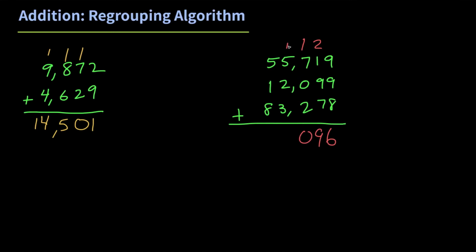So we're going to add the thousands column. 1 plus 5 is 6, plus 2 is 8, plus 3 is 11. And we have 1 plus 5 is 6, 7, 15. So the sum of these three numbers is 151,096.